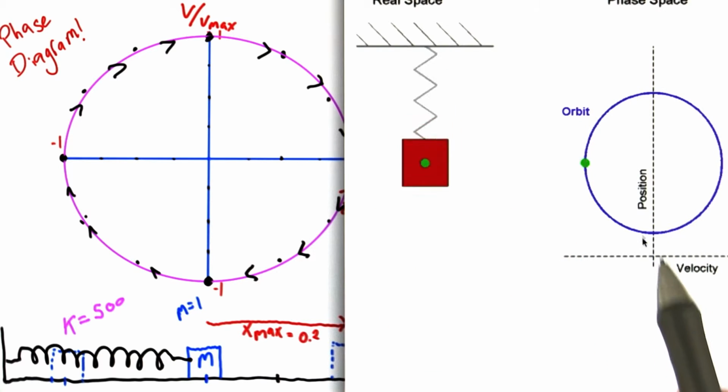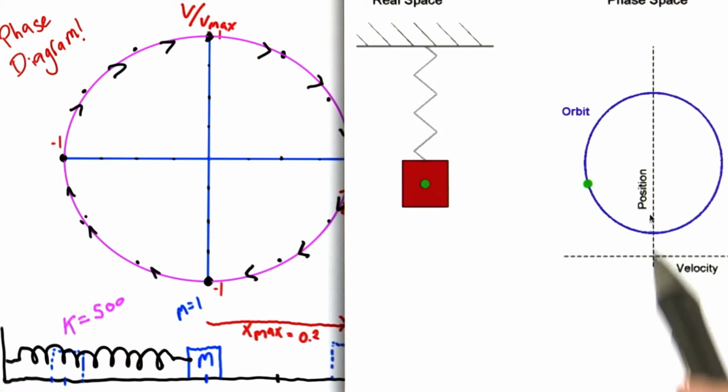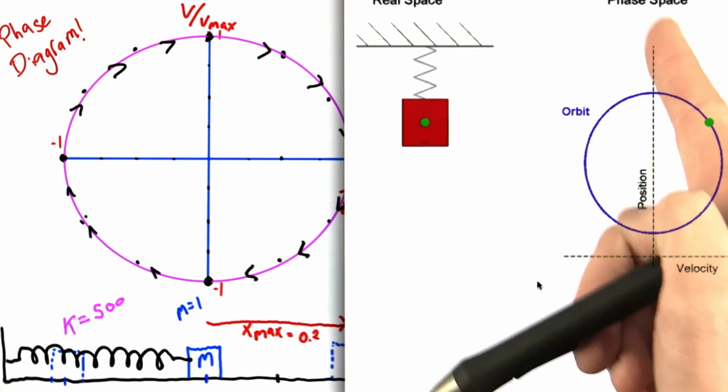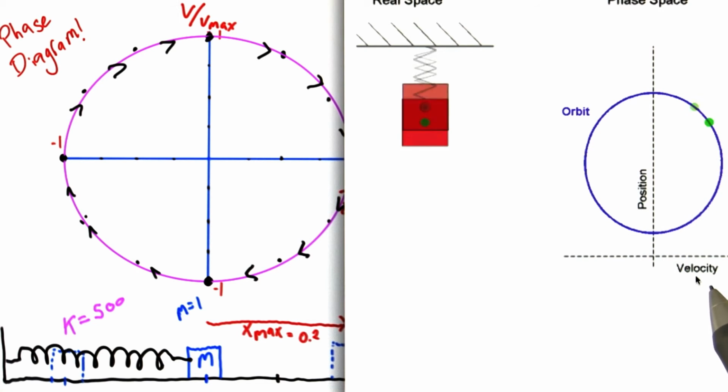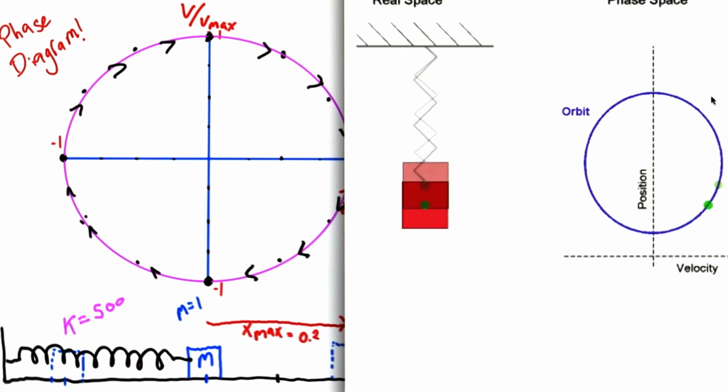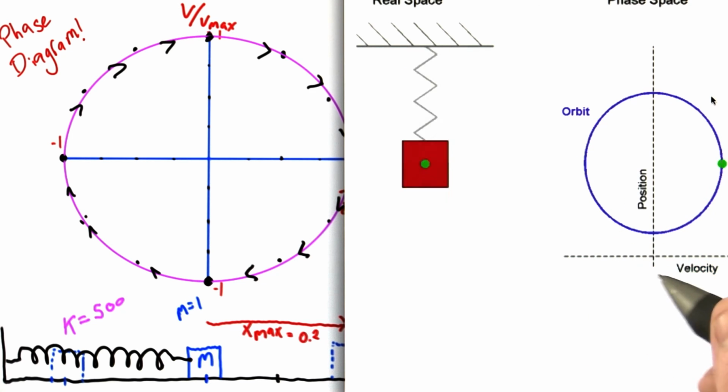Here, the vertical position is tracking the object's position, and as the object moves downwards, we see that the ball is on the left side of this line, corresponding to a negative velocity. As it moves upwards, this ball is on the right side, corresponding to a positive velocity. Okay, so why did I spend all this time to show you this?